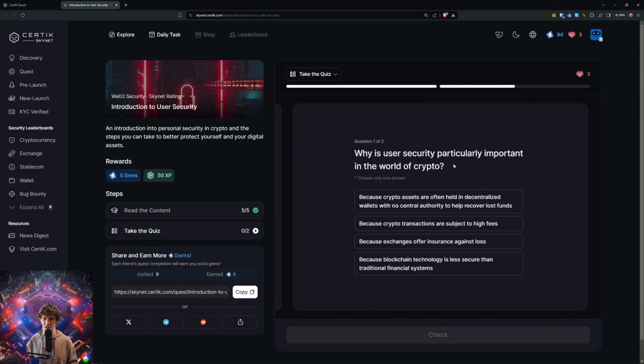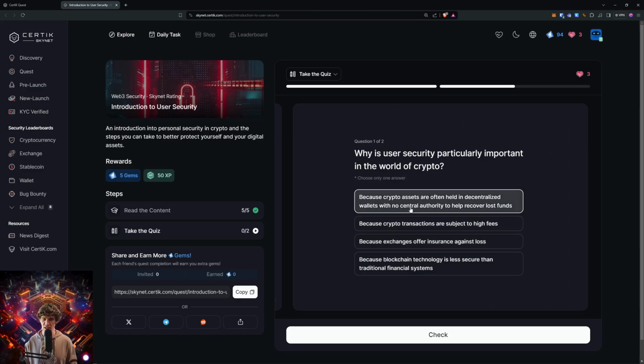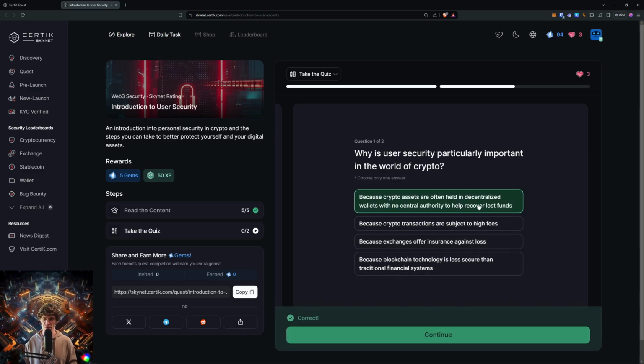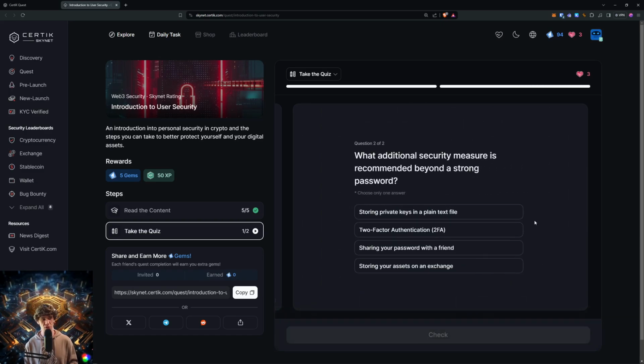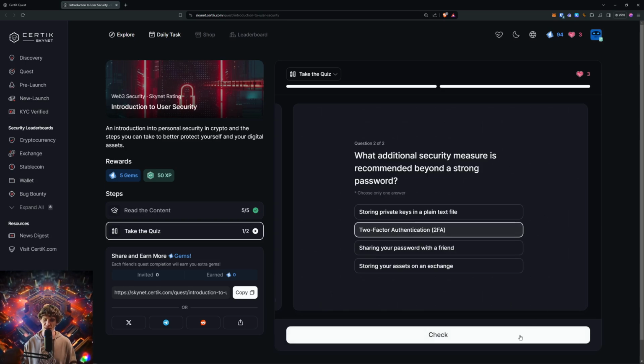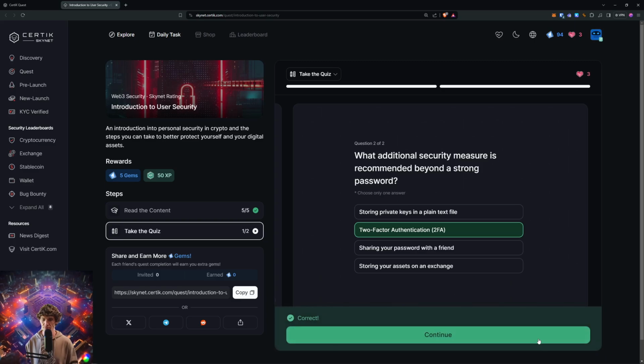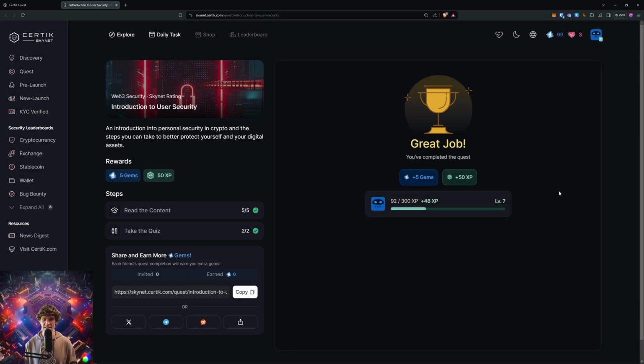So why is user security particularly important in the world of crypto? Because crypto assets are often held in decentralized wallets with no centralized security to help recover funds. So if you send your crypto to the wrong place, it's gone forever. What additional security measure is recommended beyond a strong password? Two-factor authentication. Easy peasy.